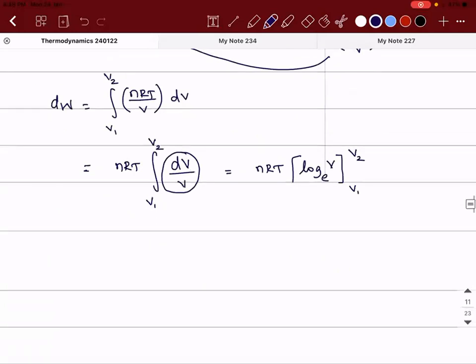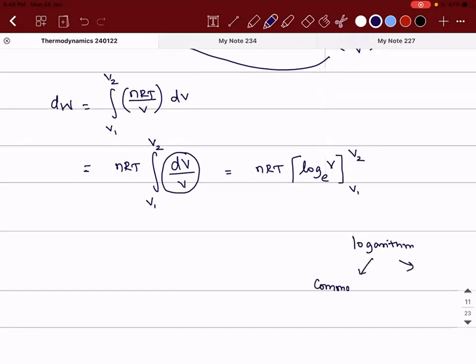Here I would like to tell you one important point. When you talk about logarithm, there are two kinds of logarithm. One is called common and the second is called natural. Common logarithm is with the base 10 and natural logarithm is with the base E. In your mathematics, whatever logarithm you're using is always with respect to base E, and the ones that you see in the log book are with base 10.